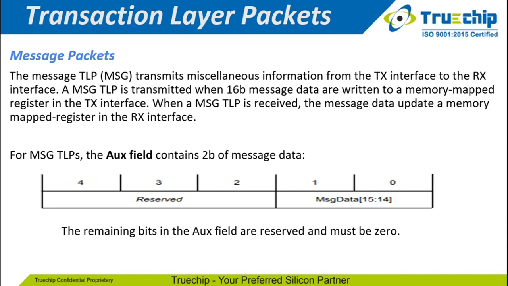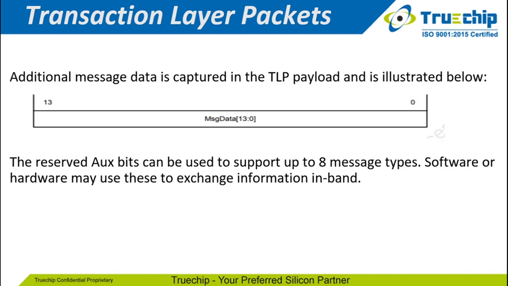As we have seen in the previous packets, the aux fields were reserved, but for this, the starting 2 bits are message data and the rest of the 3 bits are reserved for aux fields. Additional message data is captured in the TLP payload. So here is the packet which is of 14 bits and all the bits are zeros. The reserved aux bits can be used to support up to 8 message types. Software or hardware may use these to exchange information in band.